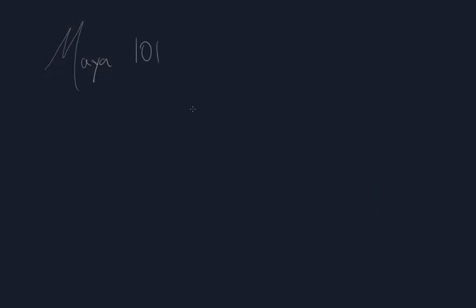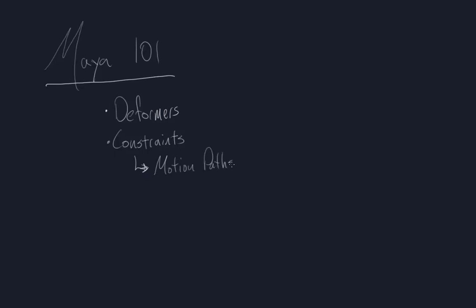So here we are with my fantastic notebook. Now, I have a quick rundown of some things we're going to be talking about today. Not in any super particular order, but hopefully in the order in which we're going to be seeing them, maybe adjusted slightly. We're going to be taking a look at deformers. We're going to be taking a look at constraints. And kind of as a subunit of that, we're going to take a look at motion paths, which are sort of like a constraint. And of course, we're going to be taking a look at the concept of keyframe animation.